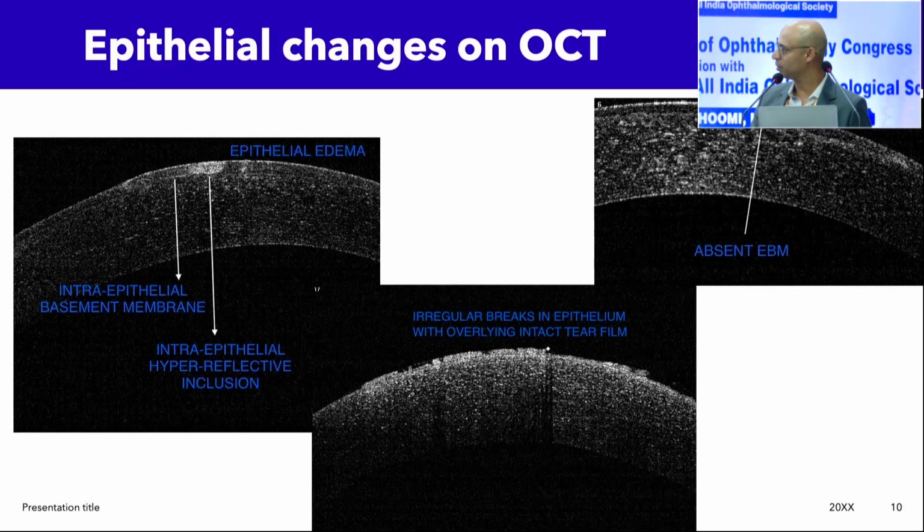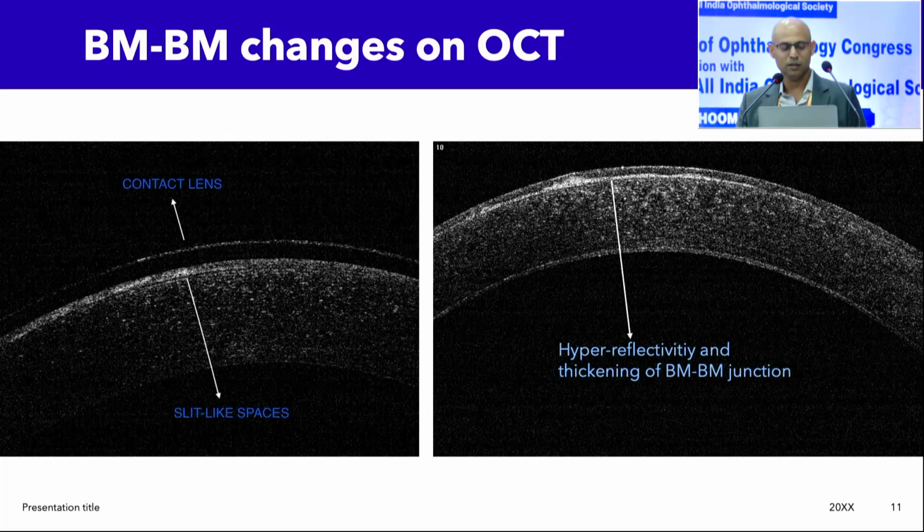On the top, you can see the thickening of the epithelium, which is the epithelial edema. Intraepithelial basement membrane is that hyperreflective line there, and intraepithelial hyperreflective inclusion is that thickened mass in the epithelium over there. Irregular breaks in the epithelium with overlying intact tear film, and that is the absence of the epithelial basement membrane in this image here.